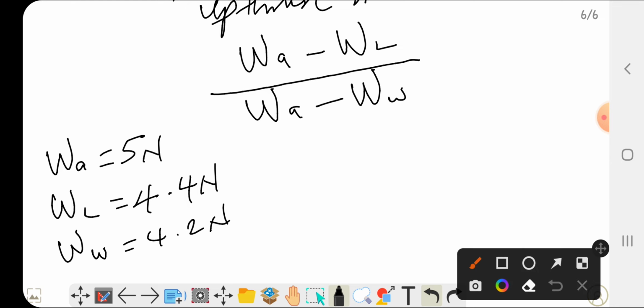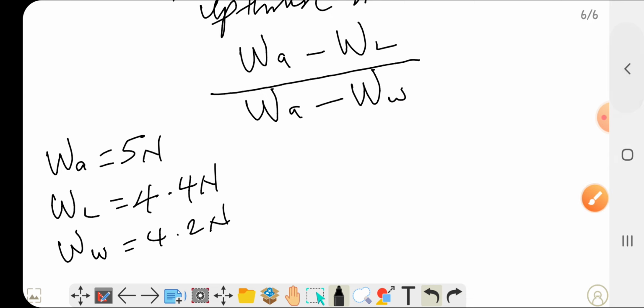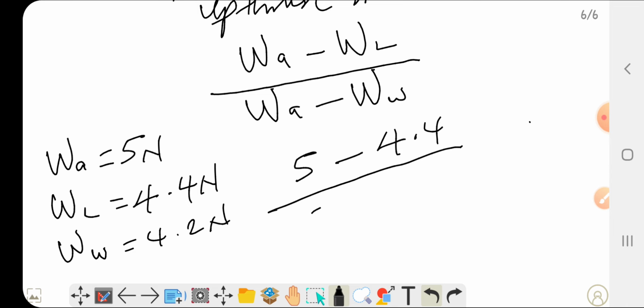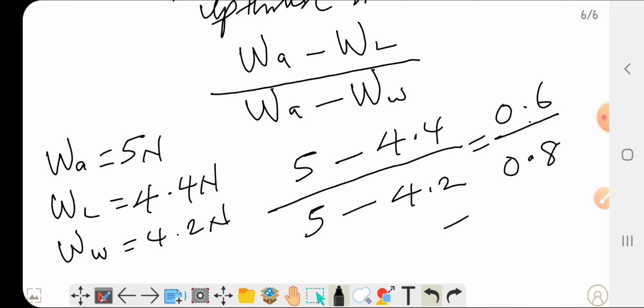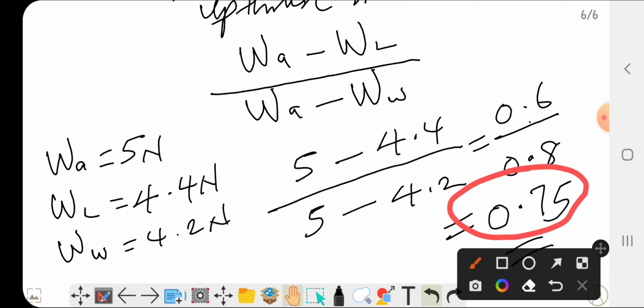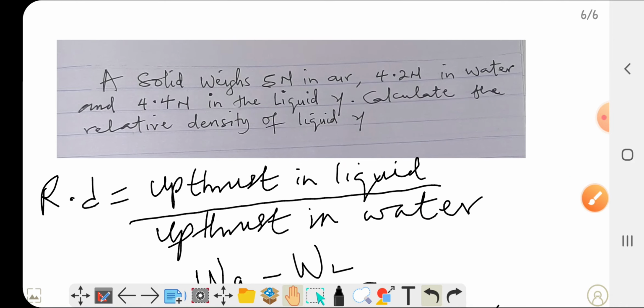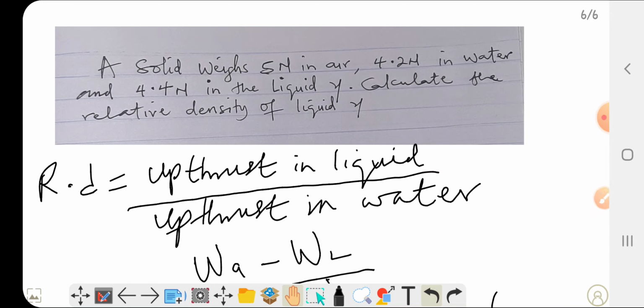So replacing everything in this formula, we'll have weight in air is 5 minus weight in liquid is 4.4, divided by weight in air again, still 5, minus weight in water, 4.2. So we end up having 0.6 divided by 0.8, and when you divide you get 0.75. So this is the final answer, the relative density of that liquid Y. It's very easy, very simple. In the next video, we're going to solve more examples using these same formulas.